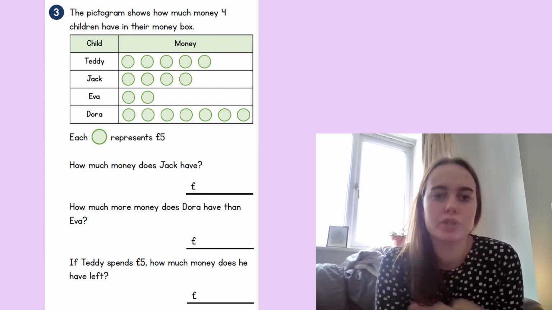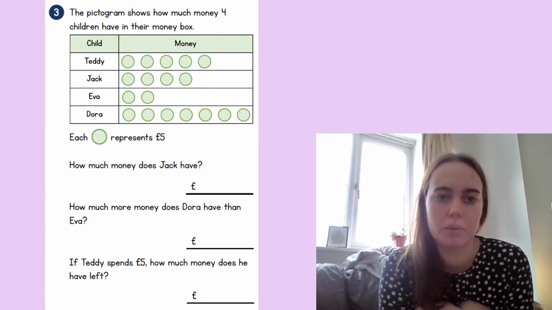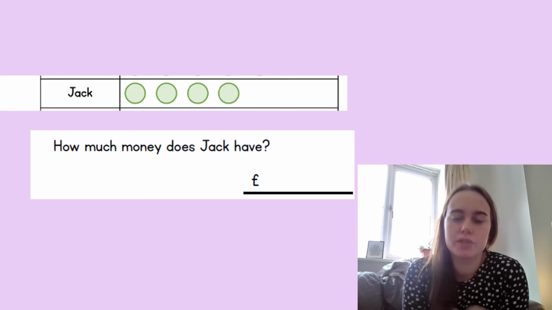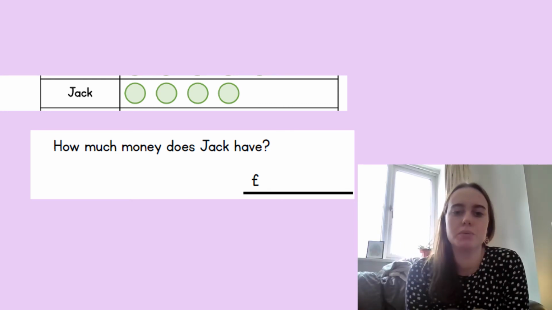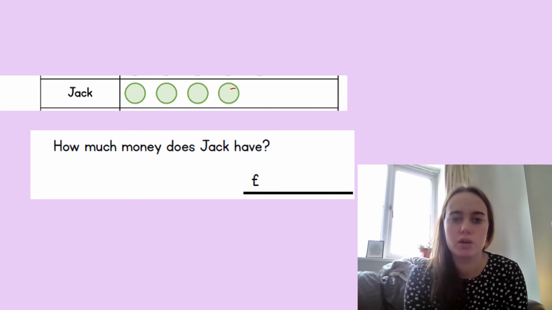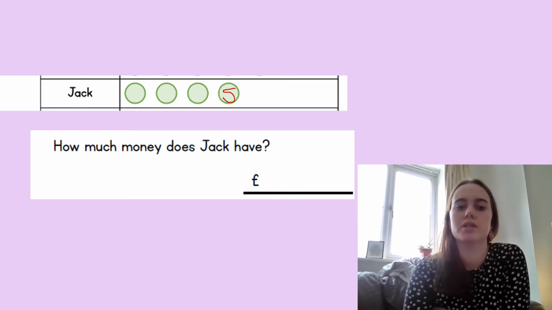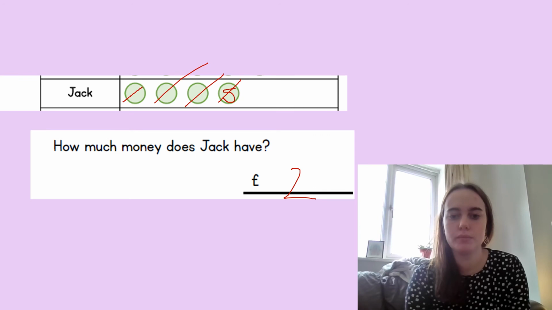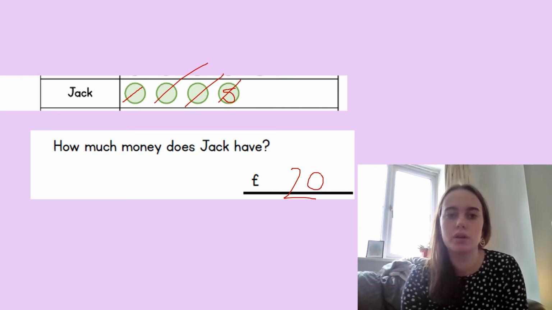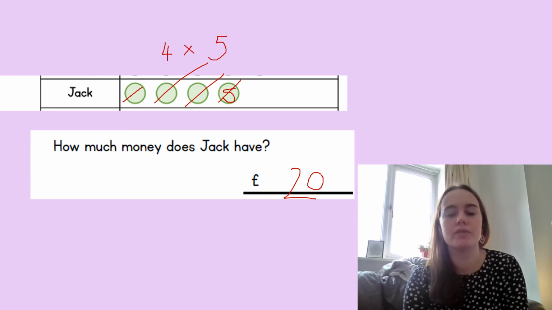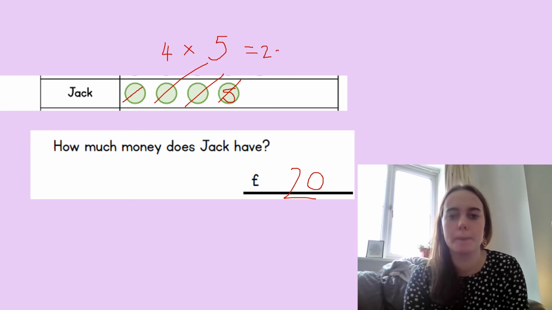Question 3. The pictogram shows how much money 4 children have in their money box. So we've got Teddy, Jack, Eva and Dora. How much money does Jack have? So we need to look at Jack's row to show us how much money he has. And you hopefully notice on your sheet and on the last slide that each circle equals £5. So if each of those circles equals £5, Jack must have 5, 10, 15, £20. Or you could always do 4 multiplied by 5. 4 lots of £5, which gives us 20.